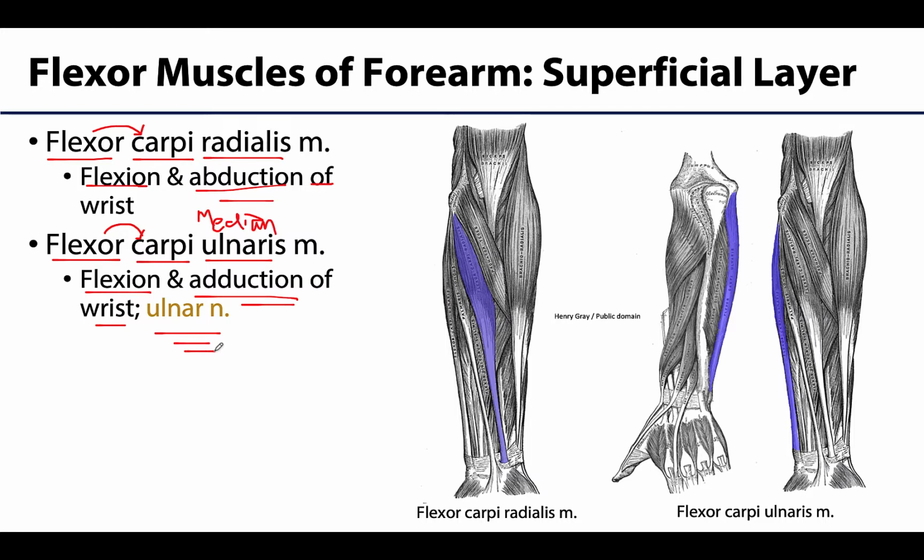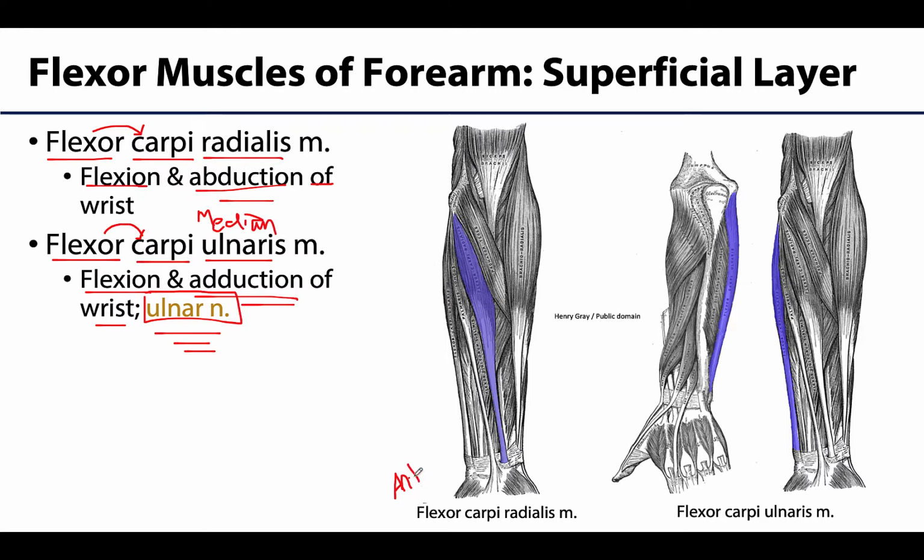So ulnar nerve will play a big role in terms of innervating muscles of the hand, but it will also send a few branches off to some of the more proximal muscles, such as the flexor carpi ulnaris. So a nice exception to the rule, and we always love a good exception. Now looking at these images here, this is a straight anterior view.